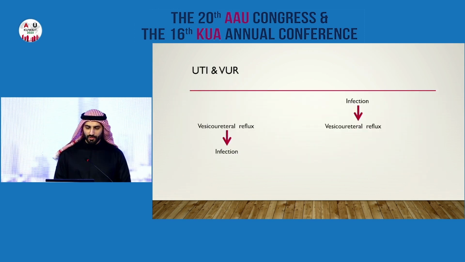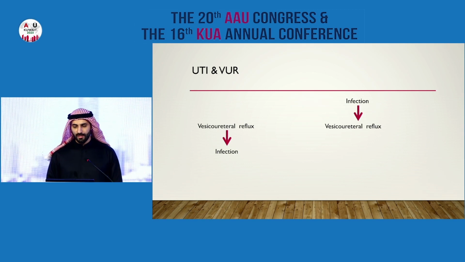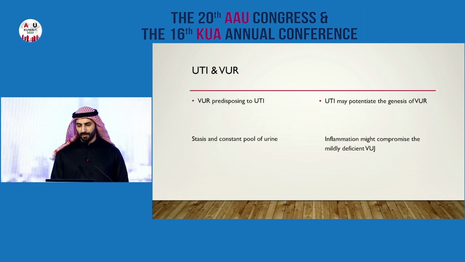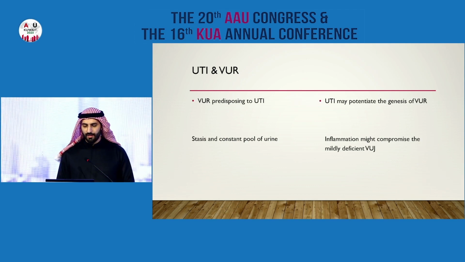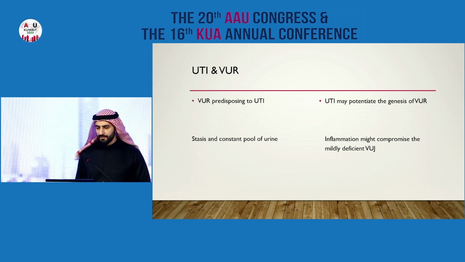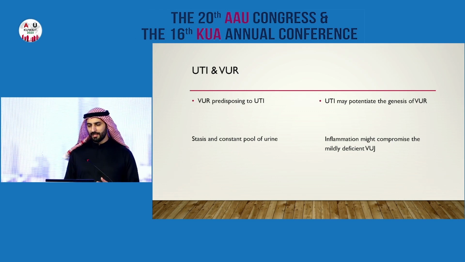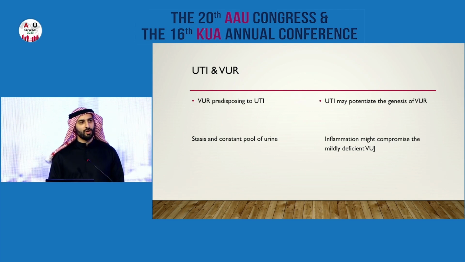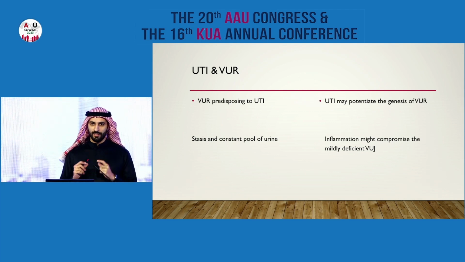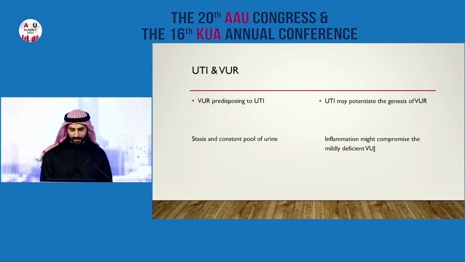So, VUR causes infection. Infection causes VUR. Of course, we all know that stasis of urine can potentiate a UTI, and this is what happens in VUR. However, on the other hand, we know from multiple studies now that UTIs themselves can actually damage and compromise the UVJ itself, hence contributing to the creation of a VUR.